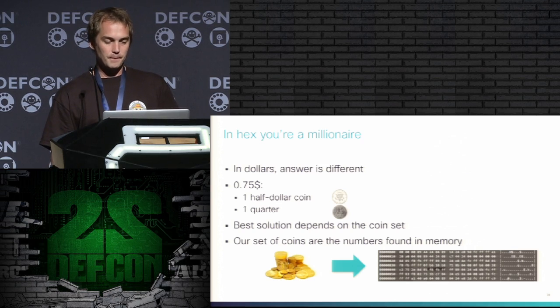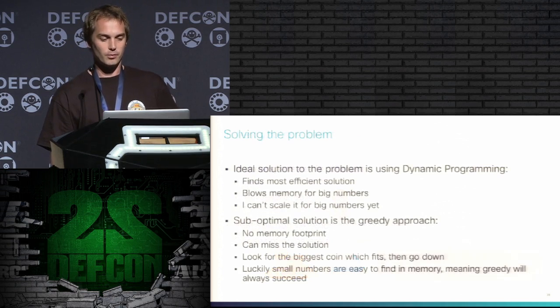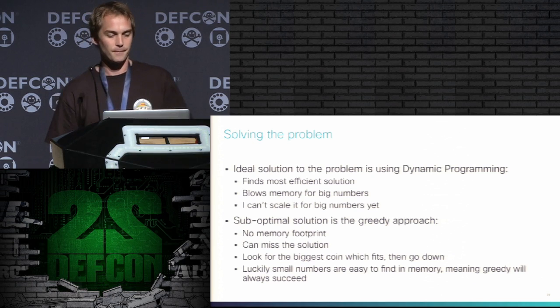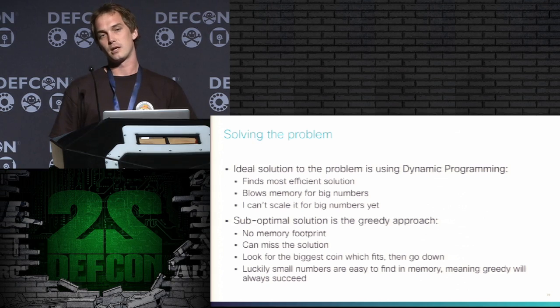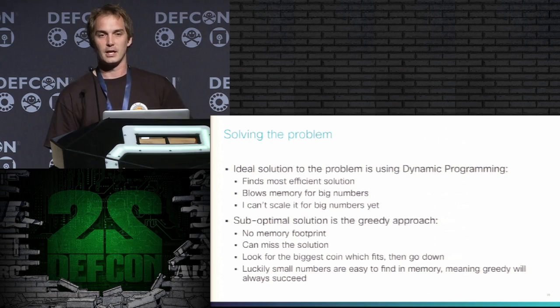Solving the problem for a human or for a cashier is something pretty simple. Solving the problem for a computer is a bit more difficult. You can achieve an ideal solution by using dynamic programming, which will give you the most efficient solution. Maybe some of you have done that at high school. It's a pretty simple problem to solve when you've got small numbers. The problem is, since I'm dealing with pretty big numbers, dynamic programming doesn't scale and it just blows my memory. So I can't get it to scale for massive numbers yet. So I had to use a different approach.